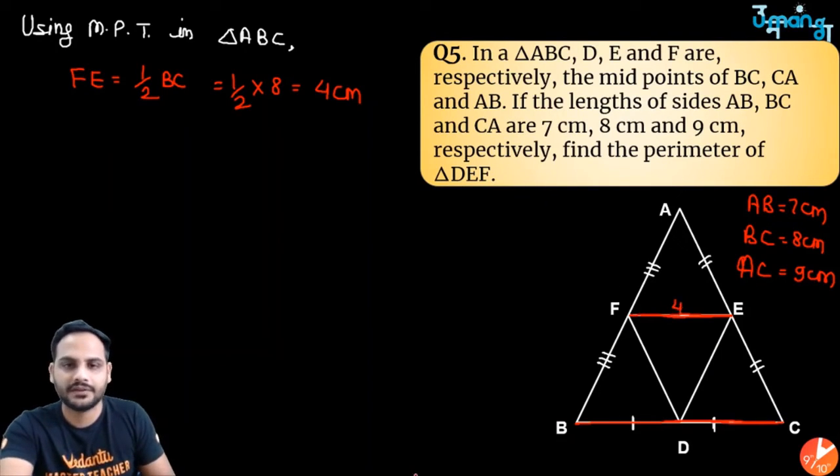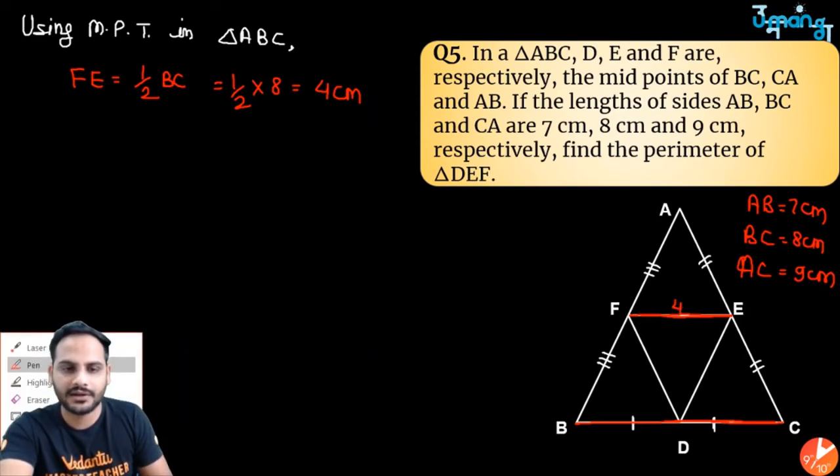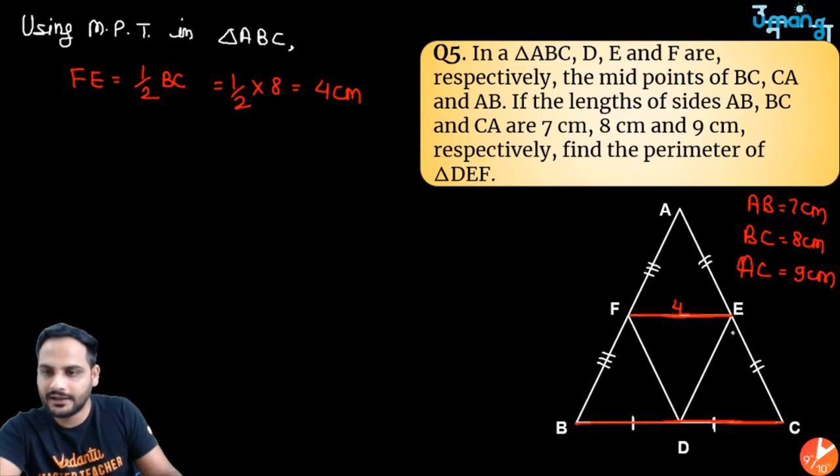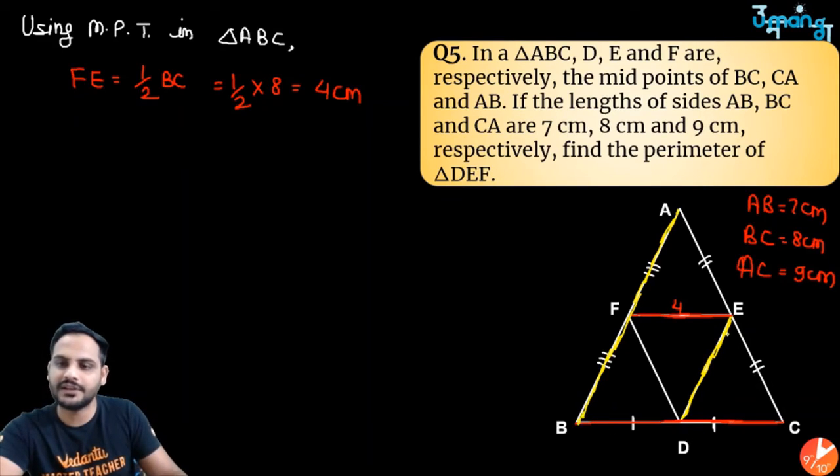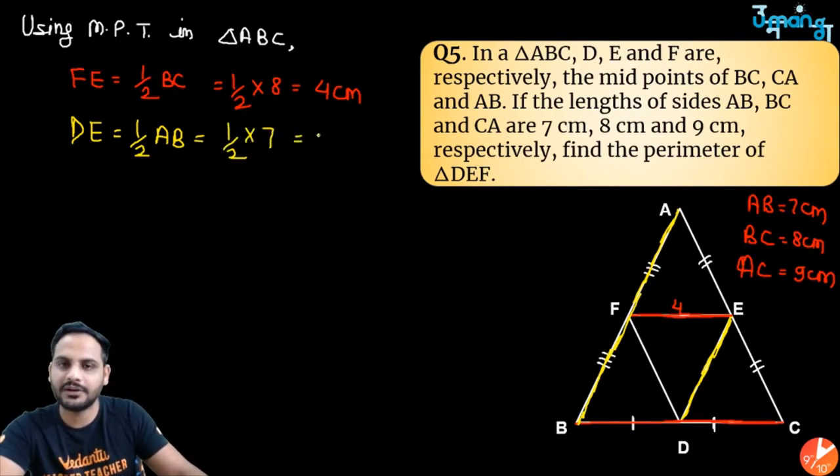ठीक है. सेकेंड केस देखो, सेकेंड केस क्या होगा भाई, सेकेंड केस में I can say कि सर this DE and AB, ये वाली दो साइड्स कंसिडर करो. D is the midpoint of BC, E is the midpoint of AC. So again by using midpoint theorem I can say sir DE is half of AB. That is half of AB, which is 7 centimeter, so 3.5 centimeter.